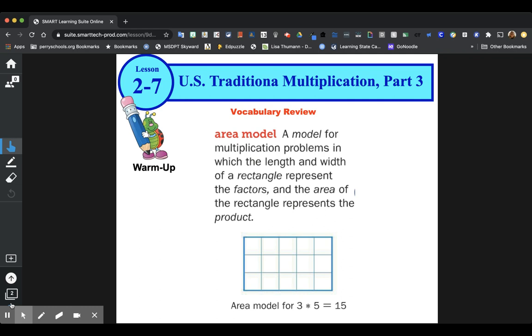A little vocabulary review is the area model. Remember, that is a model for multiplication problems in which the length and the width of a rectangle represent the factors and the area of a rectangle represents the product. So here's that example. This would be a 3 by 5 or 3 times 5.